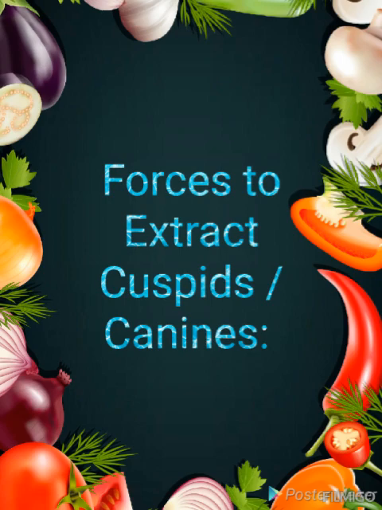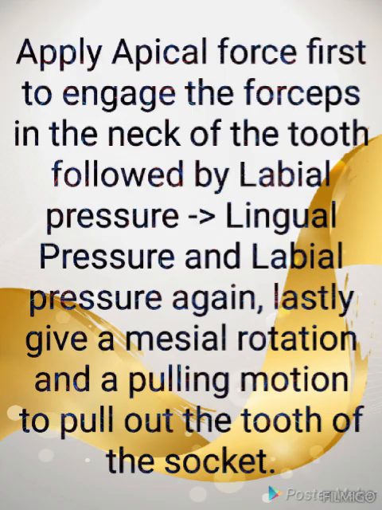Next we are going to see forces to extract cuspids, or canines. These are the teeth having the longest root. First we give apical force to engage the forceps in the neck of the tooth, followed by labial pressure and lingual pressure and again labial pressure, and lastly give a mesial rotation and pulling motion to pull the tooth out of the socket. So the same steps apply for the maxillary central incisor, lateral incisor and maxillary canines. These are the rotations for maxillary anteriors.